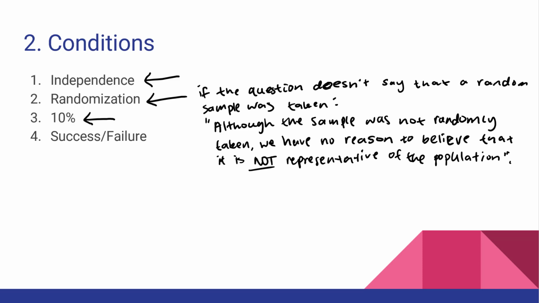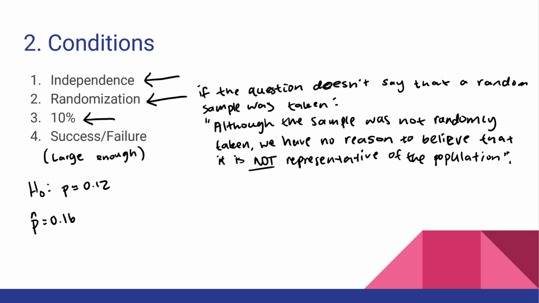Then we have our success failure condition, aka our large enough condition. So this one says that our NP has to be greater than 10 and our NQ is greater than 10. This is a really easy thing to get confused because now in our question we have our P from the null hypothesis. So for the juice dispenser question, we said that P is equal to 0.12, but then we also listed out a P hat as 0.16. So you'll think, which one are we going to use for the success failure condition?